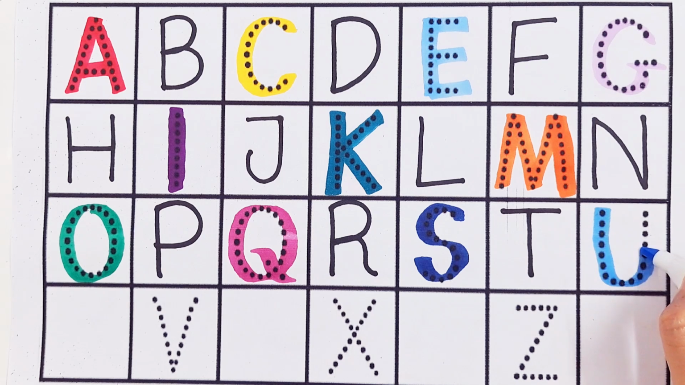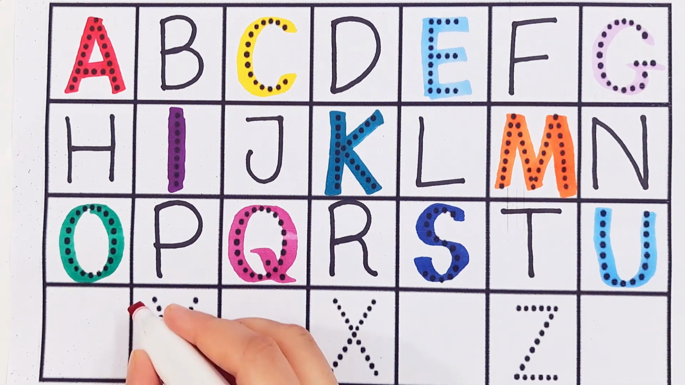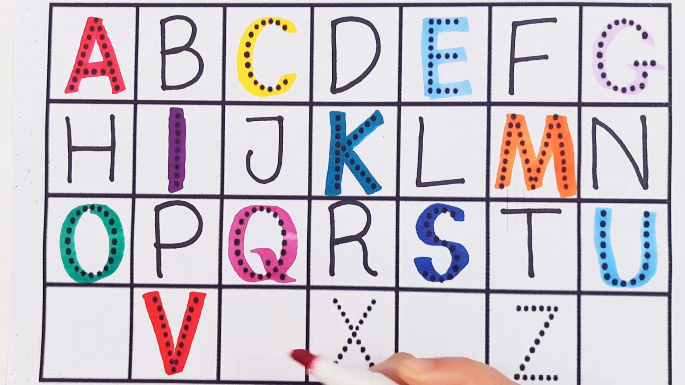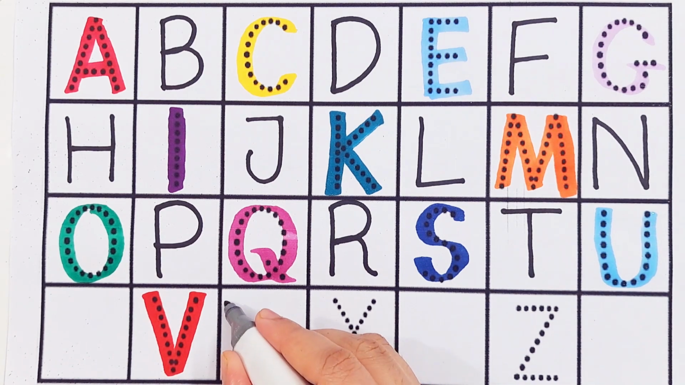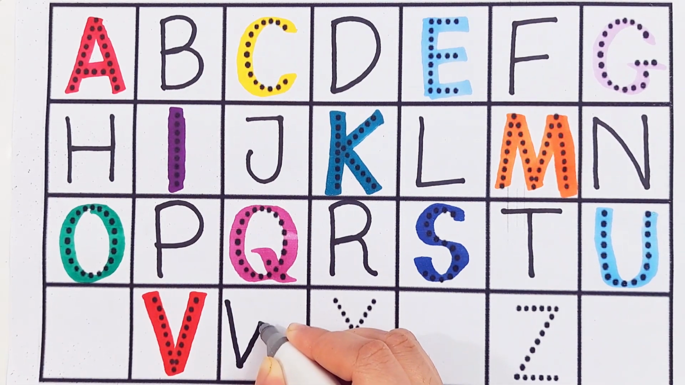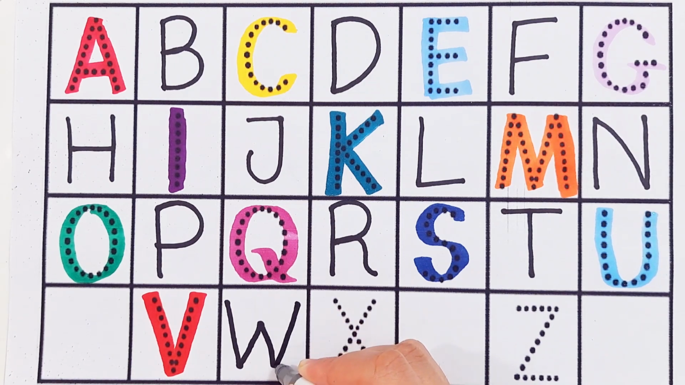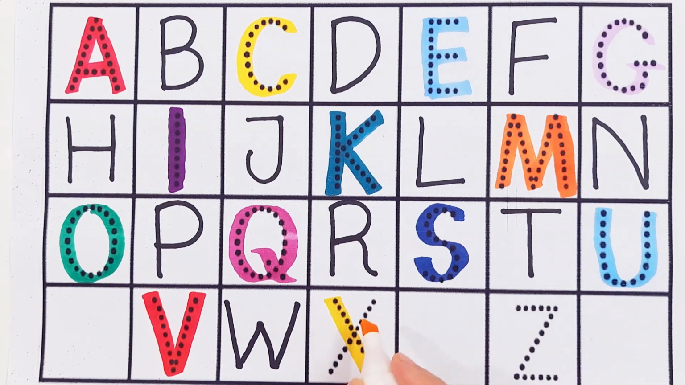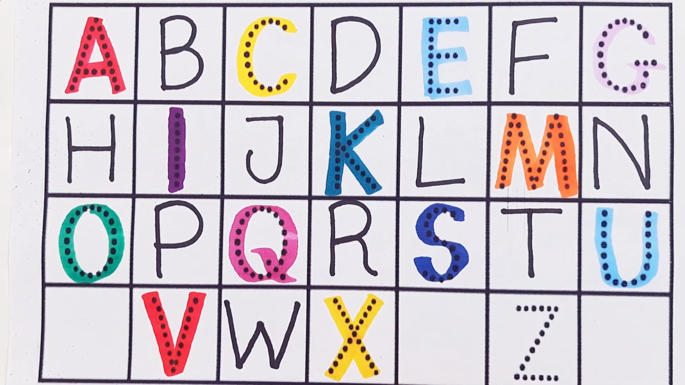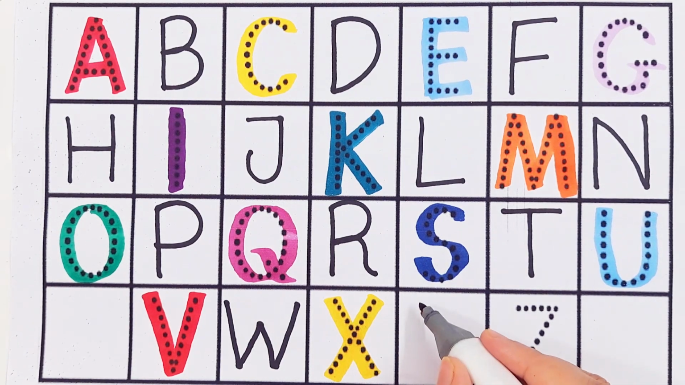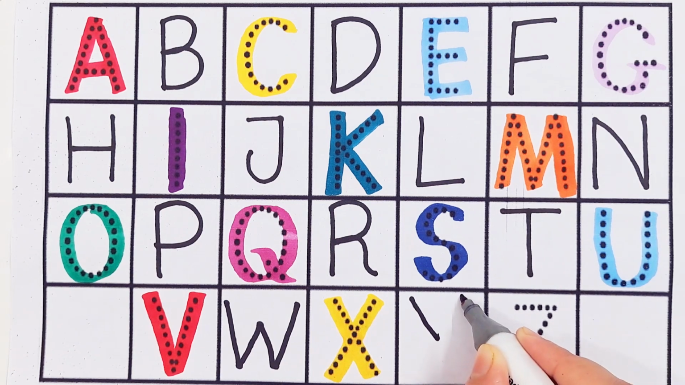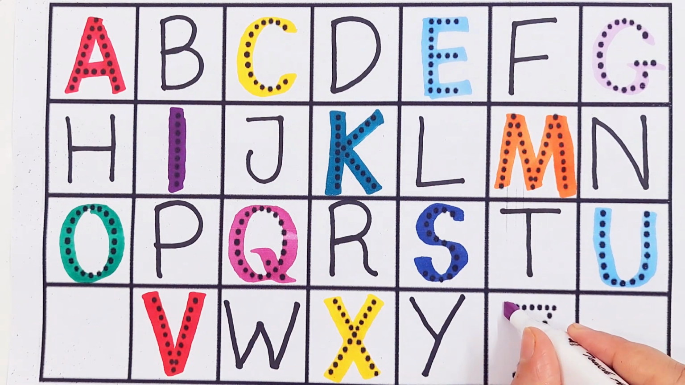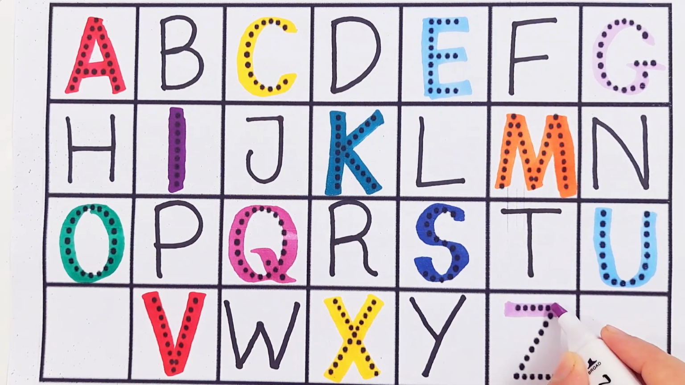U for uniform. V for violin. W for water. X for xylophone. Y for yogurt. Z for zinc.